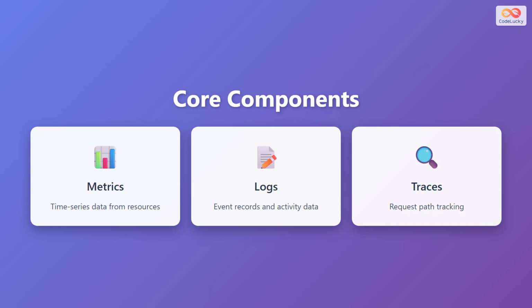Cloud monitoring is built on three fundamental pillars of observability. First, we have metrics, which are time series data points collected from your resources. These include measurements like CPU usage, memory consumption, and request rates. Second, there are logs, which are detailed event records and activity data that capture what's happening in your systems. Logs help you understand the story behind the numbers. Third, we have traces, which track the path of requests as they flow through your distributed systems. Together, these three components give you a complete picture of your application's health and performance, enabling you to troubleshoot issues quickly and optimize your infrastructure.